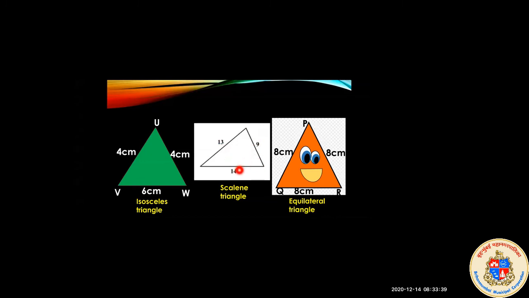So which triangle is this? This is a scalene triangle, because all the sides have different measurements. Now here in the first one, two sides were equal. That's why it was an isosceles. Now here all the sides are different. That's why it is a scalene triangle. So it is called a scalene triangle when all the sides are different.